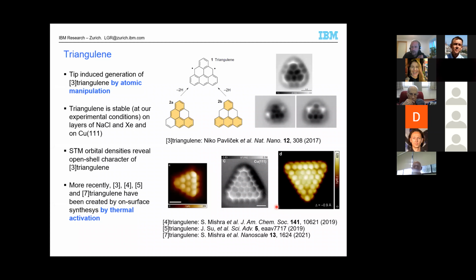Okay, we don't want to make a huge amount of molecules and produce them, but what we can do is try to make molecules that are very hard and challenging to make otherwise. And since we work at low temperature and sometimes also on very inert surfaces, we can make molecules and characterize them that are unstable under other conditions. And one prominent example that we did is this triangulene.